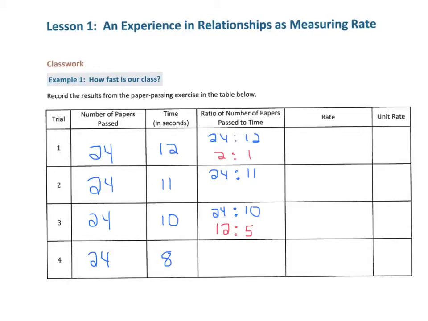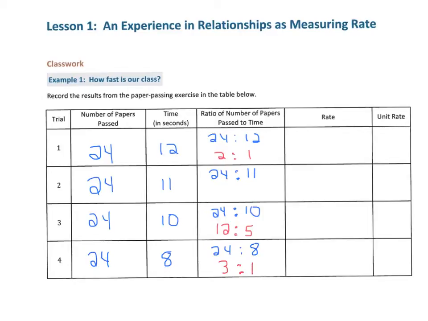And then 24 to 8. To write that ratio, the number of papers passed is going to be our first number, to time. So 24 to 8. And then what can we simplify that to? Think about if we were going to simplify, what would that be? What goes into both numbers? 8 goes into both numbers, so 8 goes into 24 3 times, and it goes into 8 1 time.